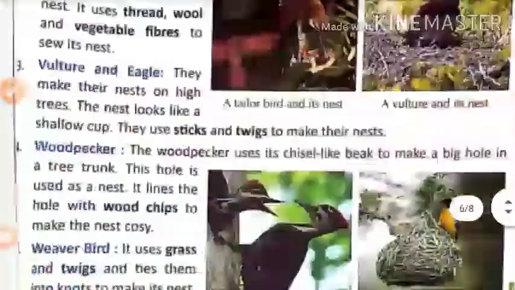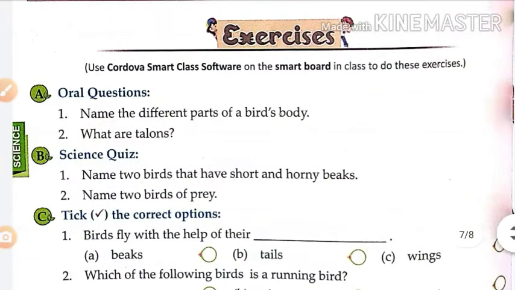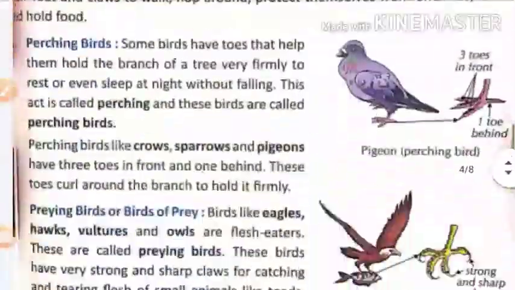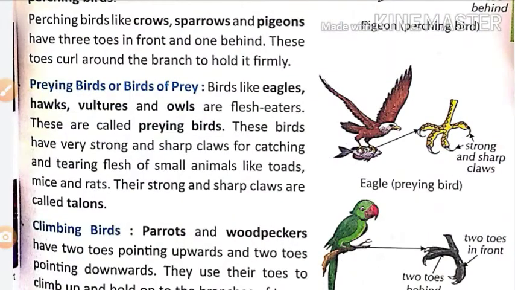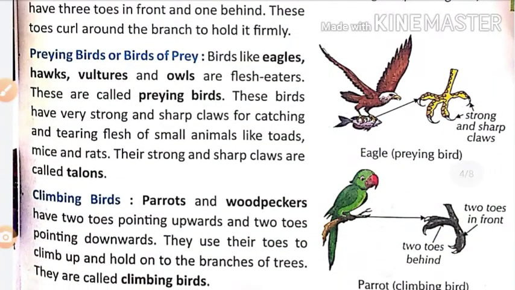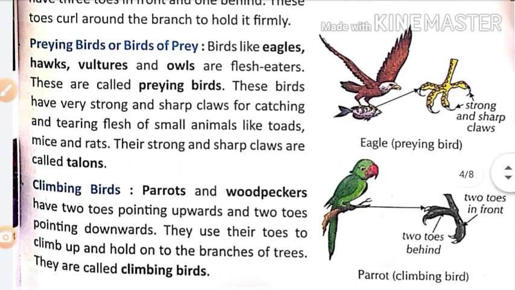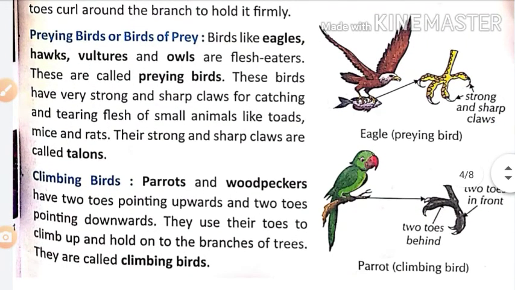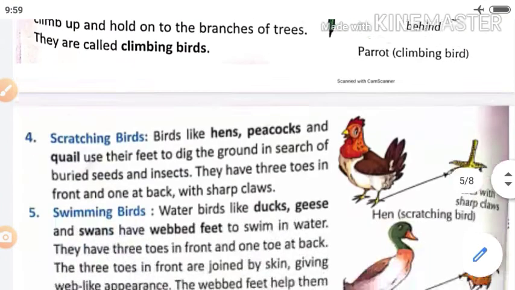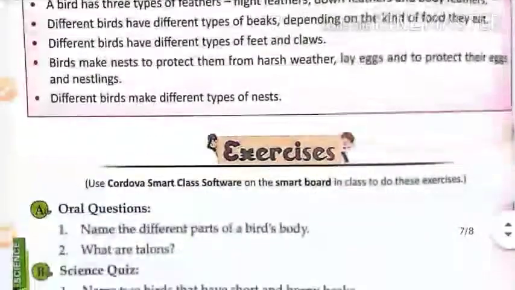Here is an oral question. If you were in front of me, then I would ask you at that time. You should give the answer like this. What are talons? We have seen the talons. The praying birds have very strong and sharp claws for catching and tearing the flesh of small animals like toads, mice and rats. The strong and sharp claws are called talons. This is the answer to this question.